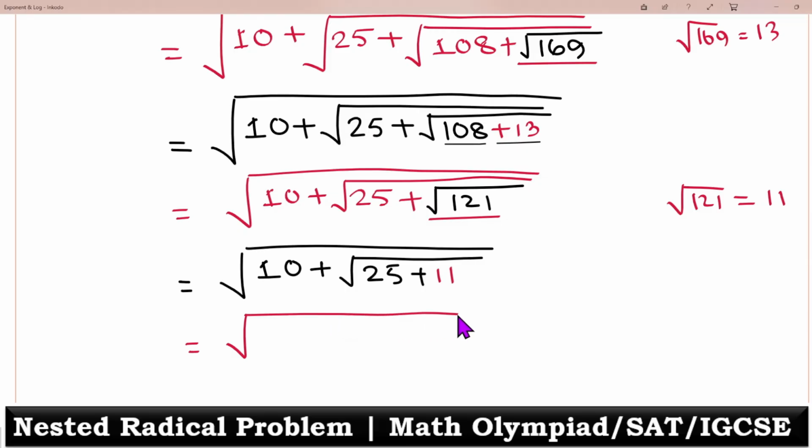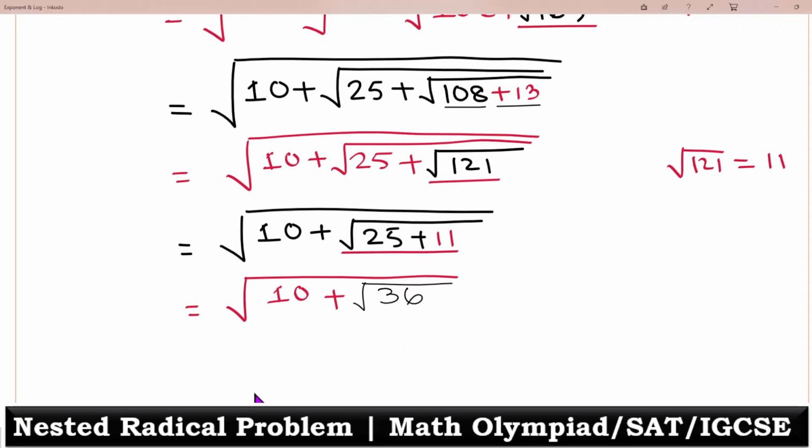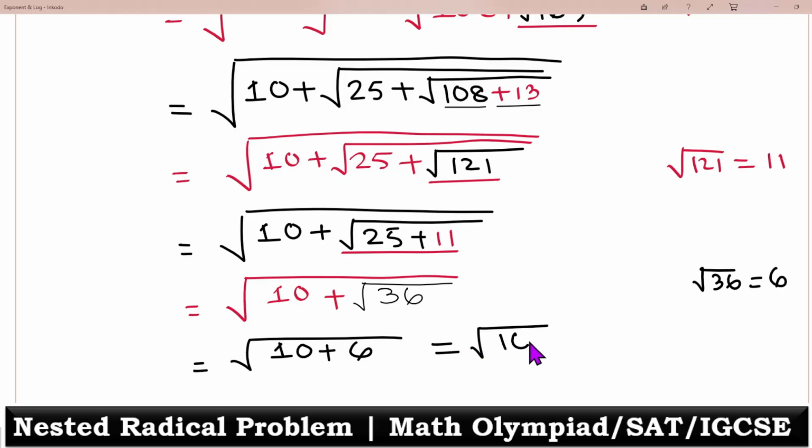Then root 10 plus, so this one becomes 25 plus 11 is a 36. So here is root 36. So now almost we clear this one. It means this is a root 10 plus root 36. 36 also a perfect square because we will get 6. So here is 6. So 10 plus 6, it's a root 16 and our final answer is 4.